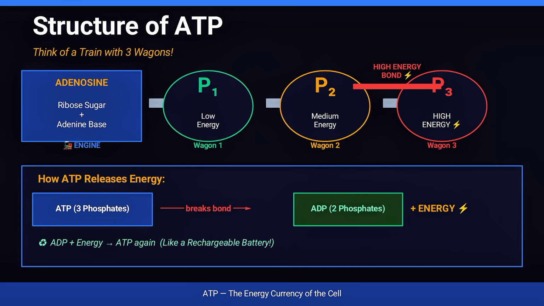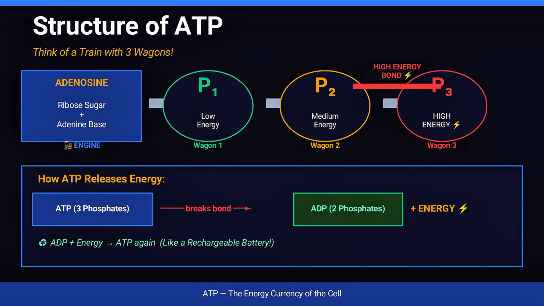Now let us look at the structure of ATP very simply. Imagine a small train with 3 wagons attached to it. The engine of the train is adenosine, made of ribose sugar and adenine base, and the 3 wagons are the 3 phosphate groups. We call them P1, P2 and P3. Now here is the key point, the bond between P2 and P3, that is between the second and third phosphate. This bond contains a lot of energy. We call it a high energy bond.